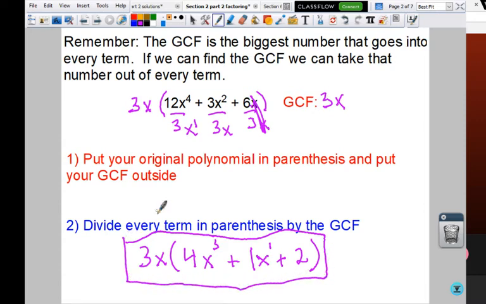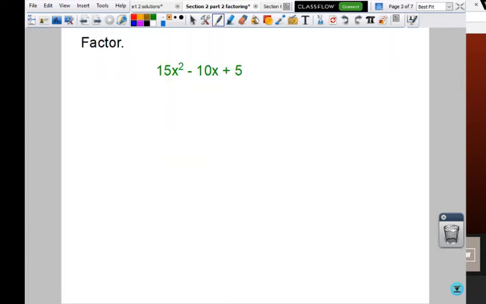One thing to keep in mind when we are factoring here: don't leave out your first term. Your GCF always has to be out in front, outside the parentheses, and then on the inside, you have to actually go through and divide. So we are going to look at 15x squared minus 10x plus 5. Whenever we factor like this, we always need to find our greatest common factor first.